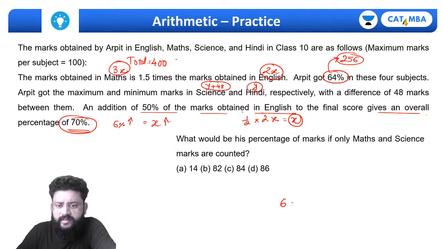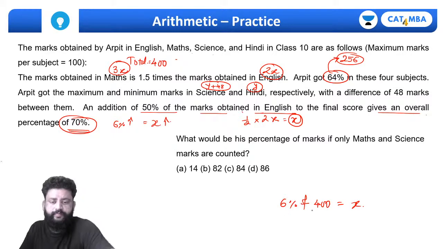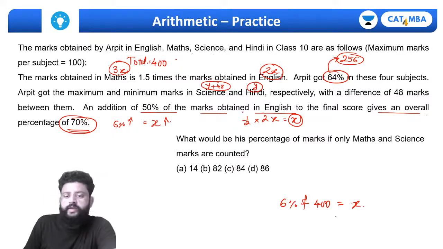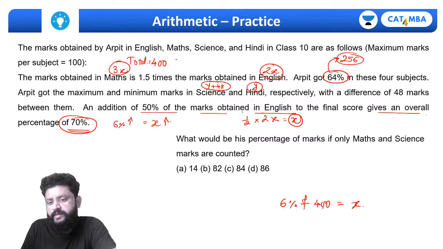So that simply means 6% of total, that's 400, will be equal to x. So you can calculate 6%, 1% is 4, 4 6 are 24, x has to be 24.